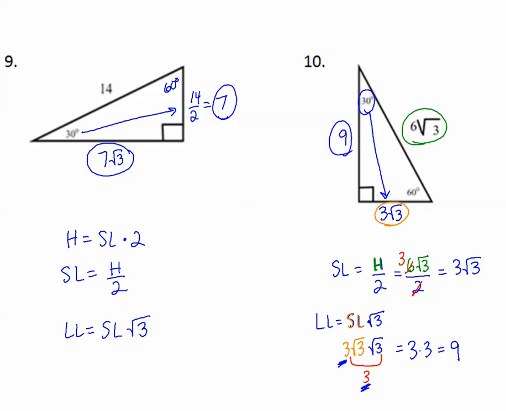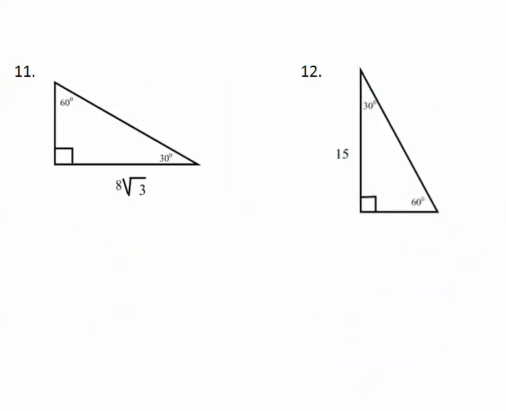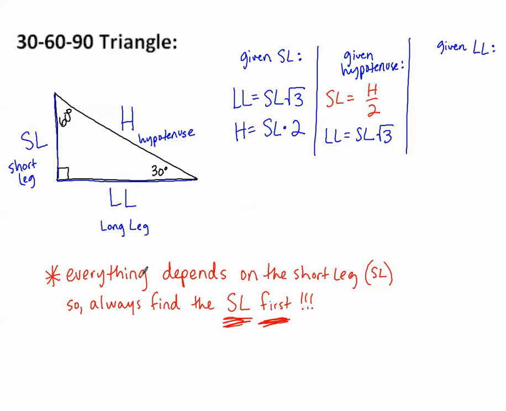Let's take a look at one more scenario. In this case, what are we given? Well, here's my 30 degrees, so this one's my short leg. So this must be my long leg. So we're given the long leg. Remember what we're always supposed to do first. Everything depends on the short leg. Find the short leg first. How do we do that? Let's go back to our first formulas.